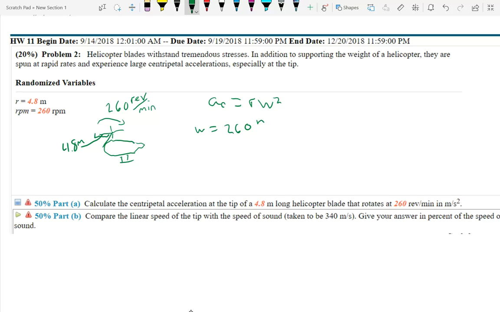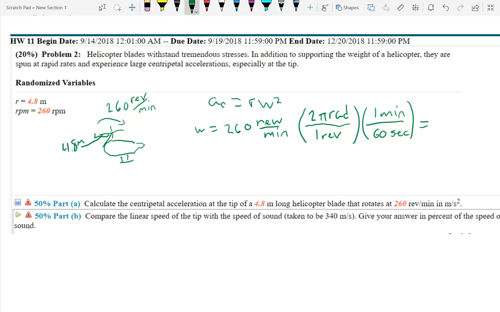260 revolutions per minute, times 2 pi radians over 1 revolution, and then 1 minute equals 60 seconds. And that gives us 27.23 radians per second.